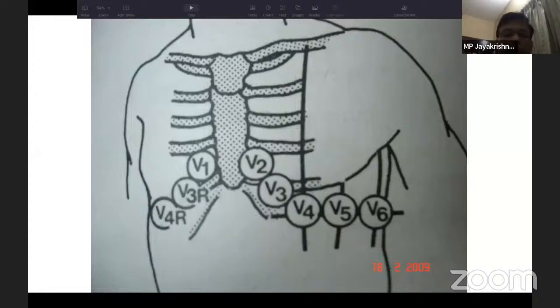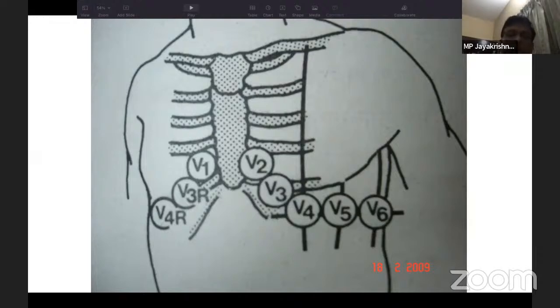As you can see here, V1 is actually the 4th right intercostal space close to the sternum. V2 is the 4th left intercostal space close to the sternum. V4 corresponds to the mid-clavicular line, and V3 is between V2 and V4. V5 is the anterior axillary line, and V6 is the mid-axillary line. V3R and V4R correspond to the position of V3 and V4 on the right side.